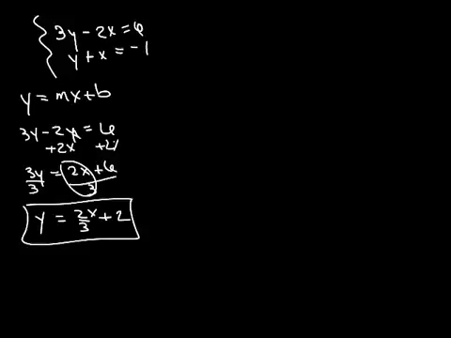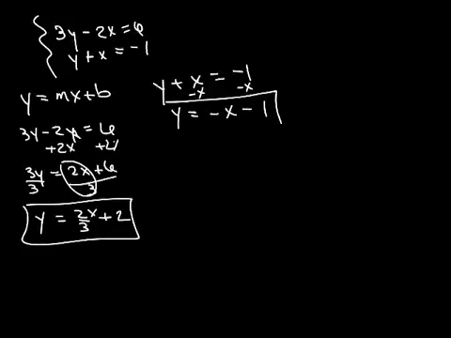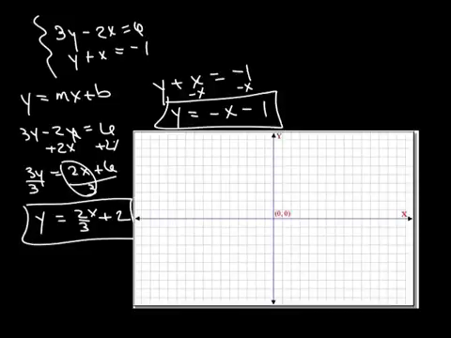And now this second one, y plus x equals negative 1. We're going to move that x over, y equals negative x minus 1. And this is our second equation. Okay, so now we have our two equations in slope-intercept form. Until they're in slope-intercept form, you can't graph them. Now that they're in slope-intercept form, we can graph them.